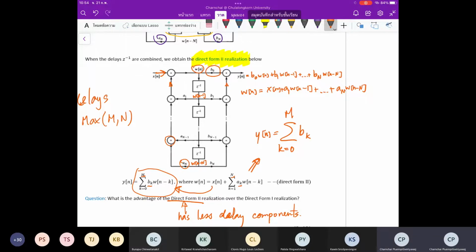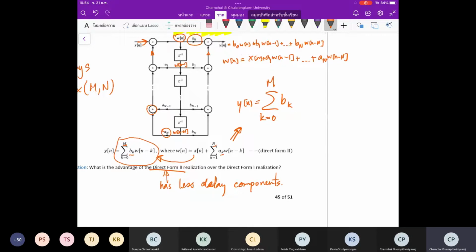Let's change the variable a little bit. Okay, hold on one second. Need to plug in. Oops. Oh gosh.